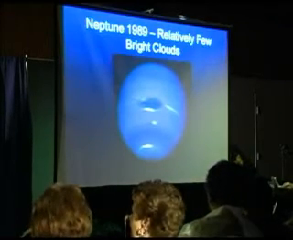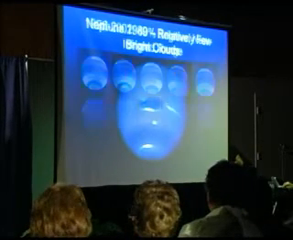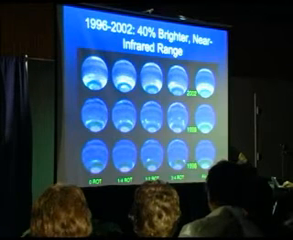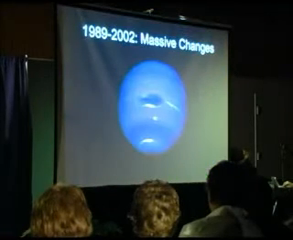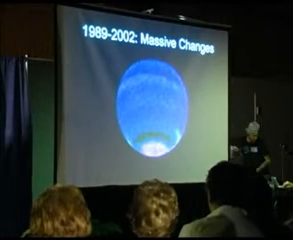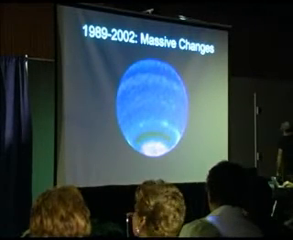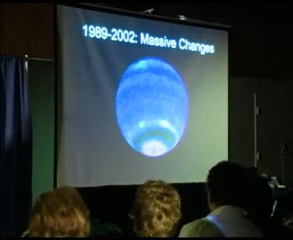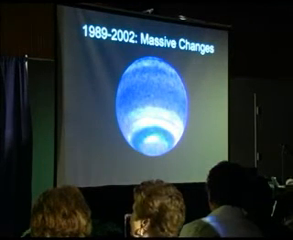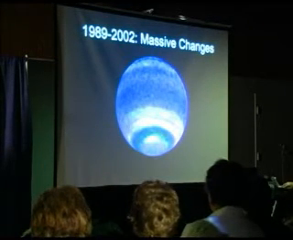This is your backyard changing. 1989, you had relatively few bright clouds. Between '96 and '02, it gets 40% brighter in a near-infrared range. I'm going to show you how it looks. Starts like this, and you see some clouds. Now pay attention to the bottom in particular. 1998, and then 2002, boom. This is a huge transformation. It's happening in a very short period of time.